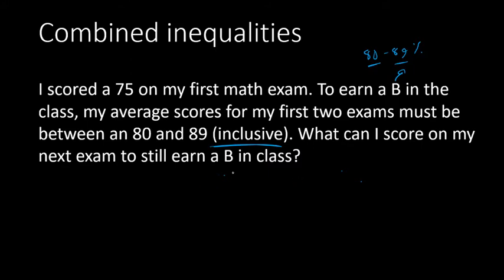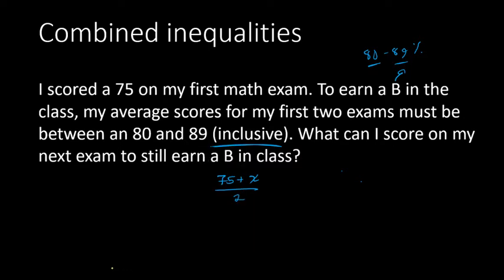So in this case, my average is going to be 75 plus, I don't know my score, that's what I'm trying to figure out, so I'm just going to write x, over 2. So this phrase represents 75, the score for my first exam, plus x, the score for my second exam, divided by 2 to find the average of these two scores.